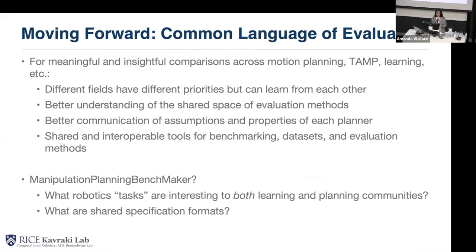So I told you about the motion planning benchmark, and that there was an effort by 3 groups and we got to something. But honestly, I have no idea how to get to a manipulation planning benchmark. How to create manipulation planning benchmarks? What robotics tasks are interesting in general, what robotics tasks are interesting to both the learning and planning communities? I feel there is an intersection, but I don't think we've pinned it down. And what are the shared specification formats that will help us get to an understanding of where we are as a field, and also how to combine the learning and the planning communities.